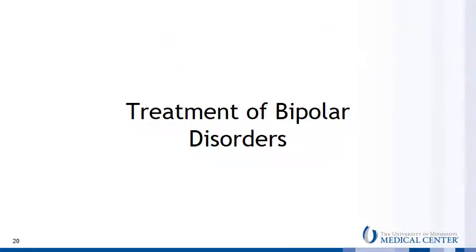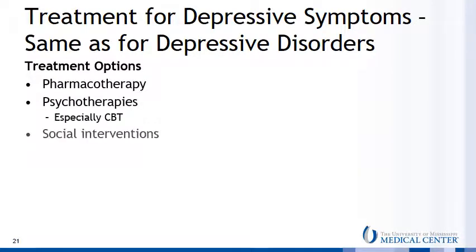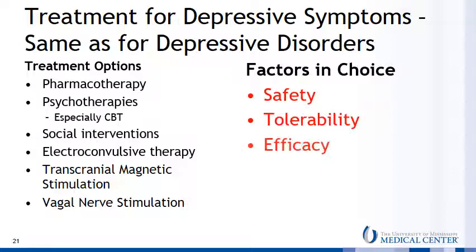This last section will broadly discuss the treatment options for the bipolar disorders. The treatment options and factors in clinical decision-making for the depressive symptoms of bipolar disorders are the same as those for depressive disorders. However, it's important to note that these are not recommended as monotherapies for depression because they usually do not control manic or hypomanic symptoms, and in some cases can precipitate a swing to mania or hypomania.